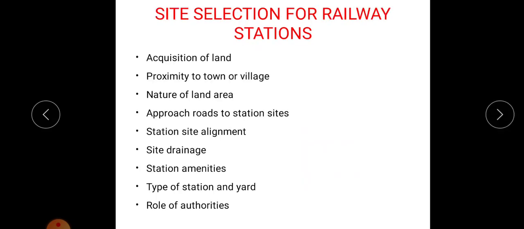Next topic is site selection for a railway station. That is, for selecting the site for a railway station, there are some factors we have to consider. We can discuss one by one. First factor to be considered while selecting a site for a railway station is acquisition of land. That is, sufficient land area should be acquired when we are constructing a railway station. We have to accommodate additional lines, station buildings, platforms, then staff quarters, etc. in a railway station. So we have to acquire that much land before constructing a railway station.